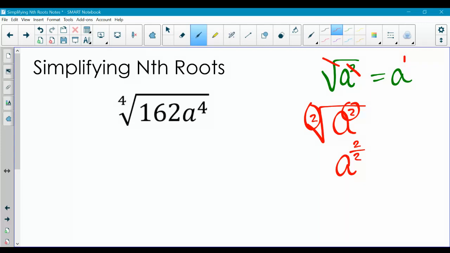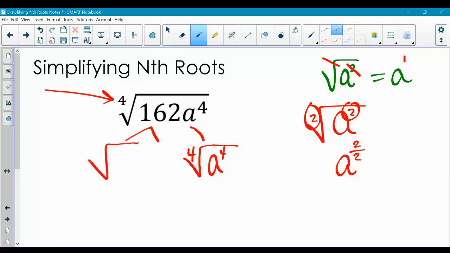So that's the same thing for any root out front. If we have a root inside that matches the root outside, it's going to actually cancel to just a plain old variable. So what I'm going to do is I'm actually going to break this 162 into 2 numbers, and then I'm going to keep the fourth root of a to the fourth by itself. So we're actually going to have 3 different radicals here to start out.